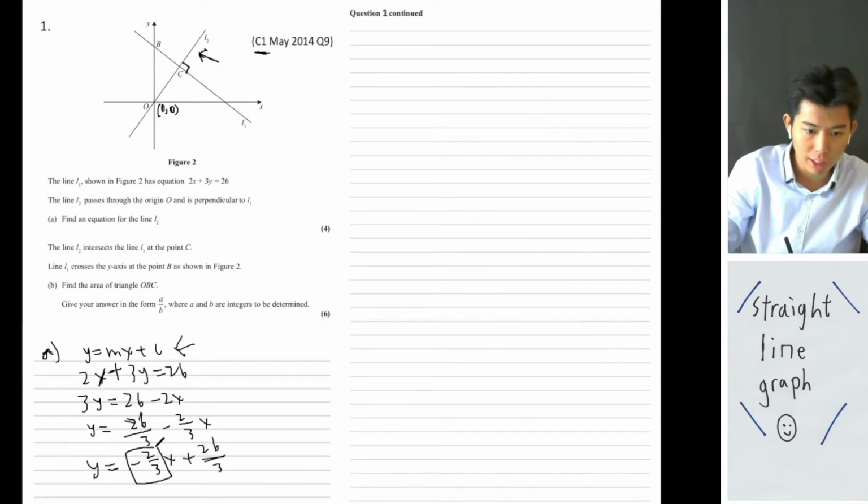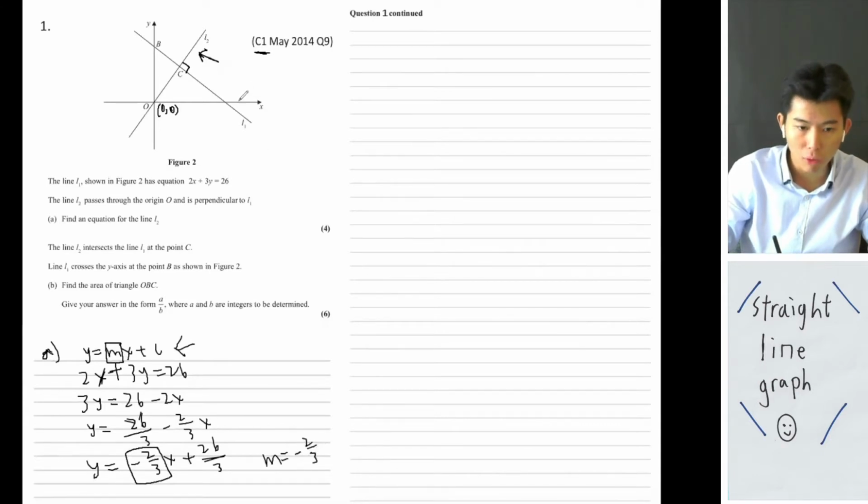And the value sticking with x would be m, right? So m would be equal to minus 2 over 3 for line 1. Therefore, if it is perpendicular, what should we do? Basically, minus 1 over minus 2 over 3 will be equal to 3 over 2. It's actually another easy way to remember it.